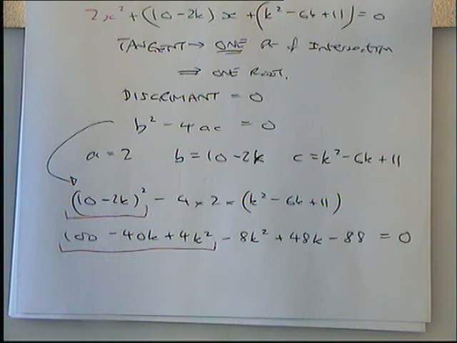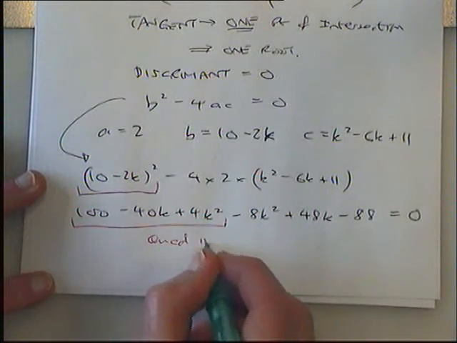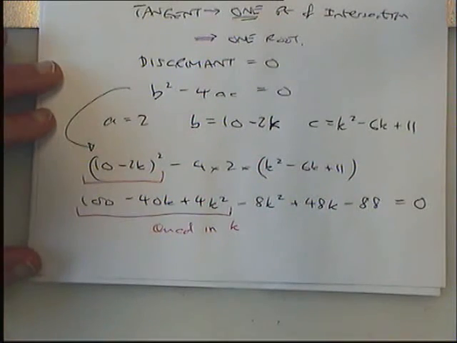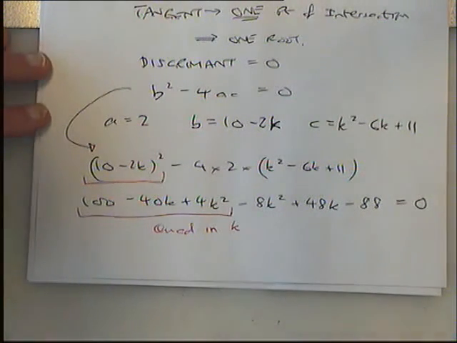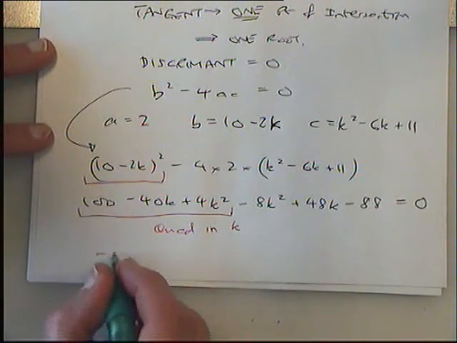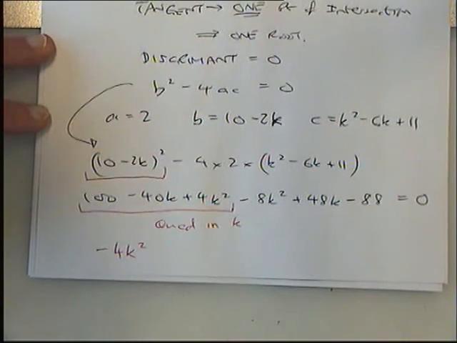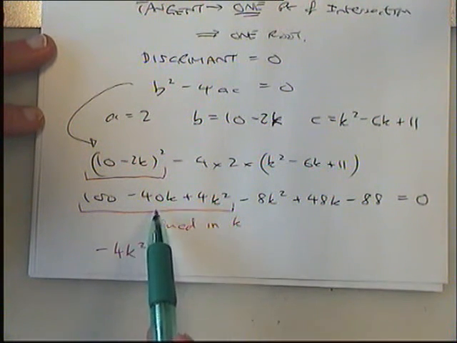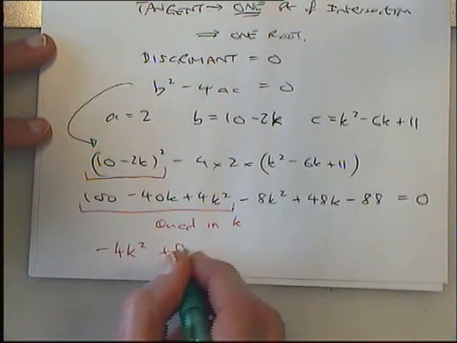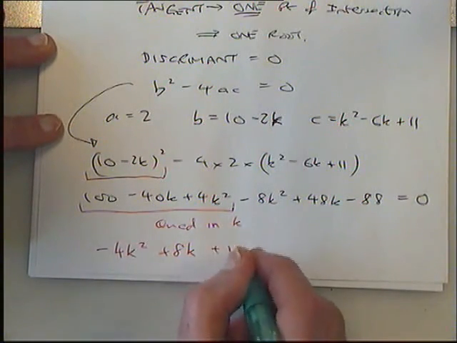Right. Now, what's this given us? Quadratic in terms of k. Quadratic in k. Yeah. So, let's group this together. Let's look at the k squared bits. I've got 4k squared and a negative 8k squared. Now remember, it is k I'm trying to find, so just having k's written down is actually quite a good thing. K bits, I've got a minus 40 plus 48, that's plus 8. And the number bits, I've got 100, take away 88, which is positive 12.